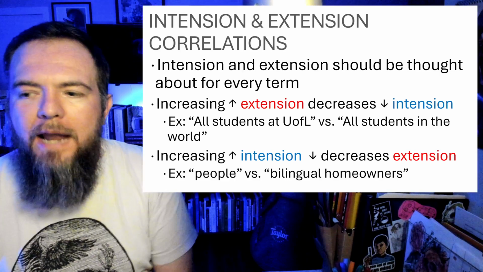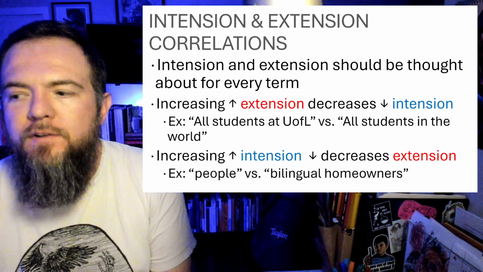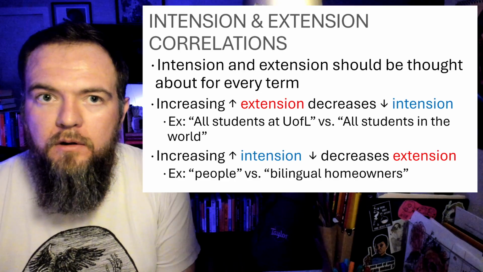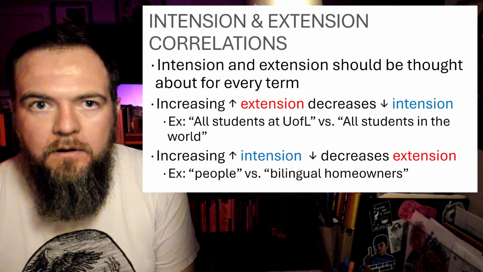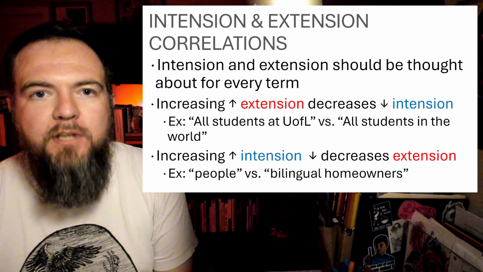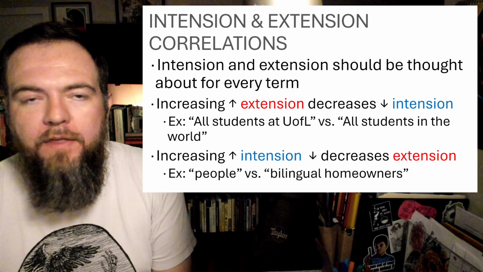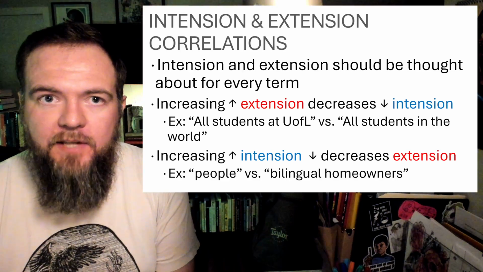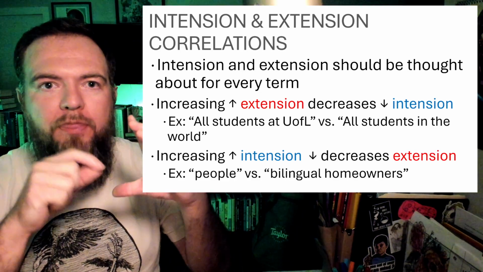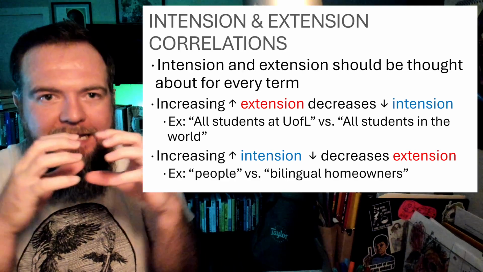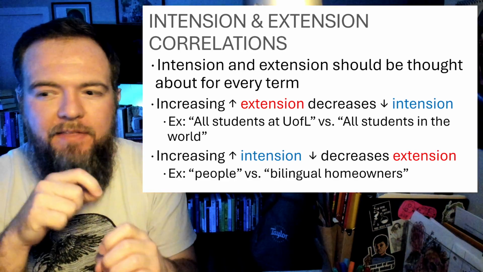So consider what happens if we're talking about all students at the University of Louisville versus all students in the world. We can say way more things that students at the University of Louisville have in common than all students in the world. They probably have fewer things in common. Does that make sense? So as the extension increases, we can say fewer things about what those things have in common. If the extension stays relatively small, then we probably can say more things they have in common.